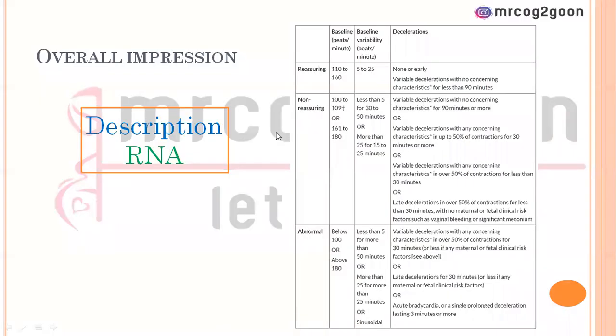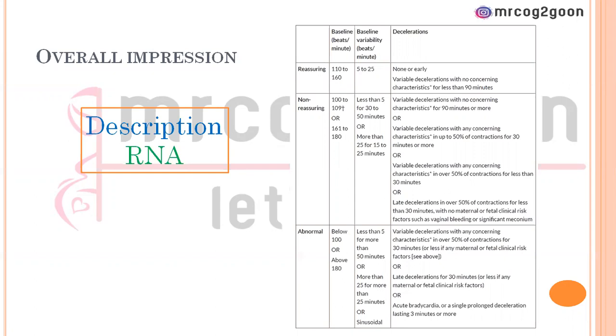Okay, so this is how to describe a CTG, and this is how we lose points in the exam. Usually the CTG question is very, very, very simple, but we don't know what it wants. There are two words, either describe or categorize.